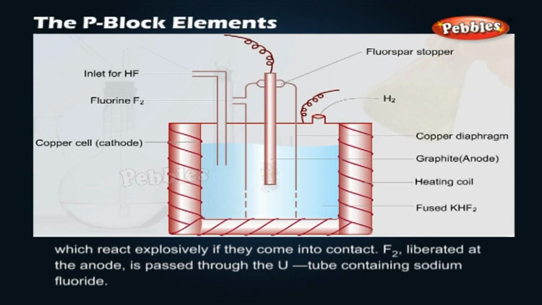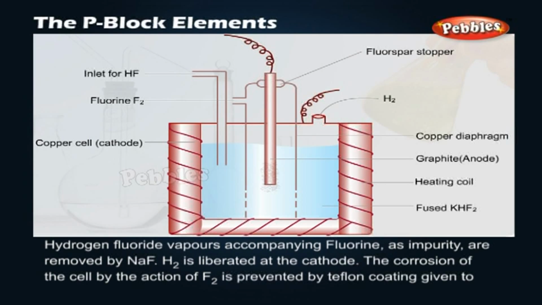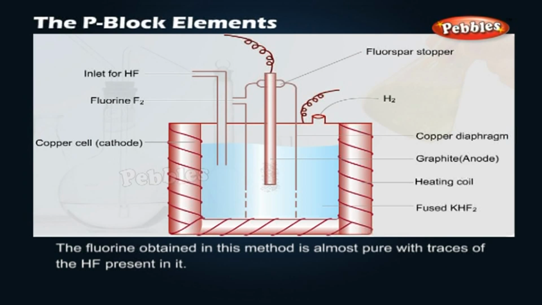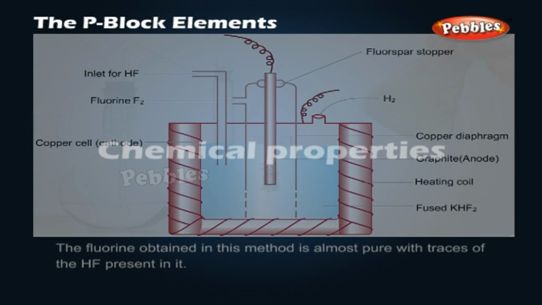F2, liberated at the anode, is passed through the U-tube containing sodium fluoride. Hydrogen fluoride vapors accompanying fluorine as impurity are removed by NaF. H2 is liberated at the cathode. The corrosion of the cell by the action of F2 is prevented by Teflon coating given to various parts of the cell. The fluorine obtained in this method is almost pure with traces of the HF present in it.